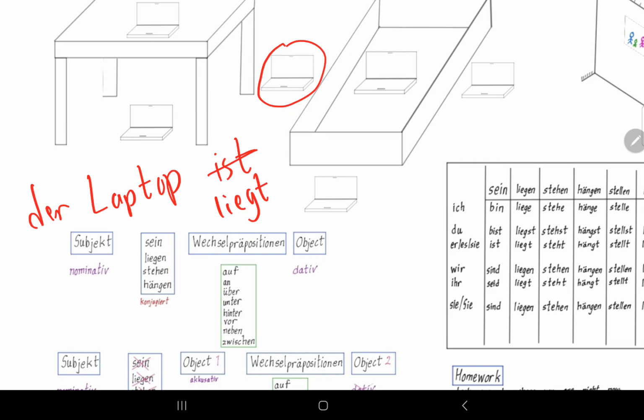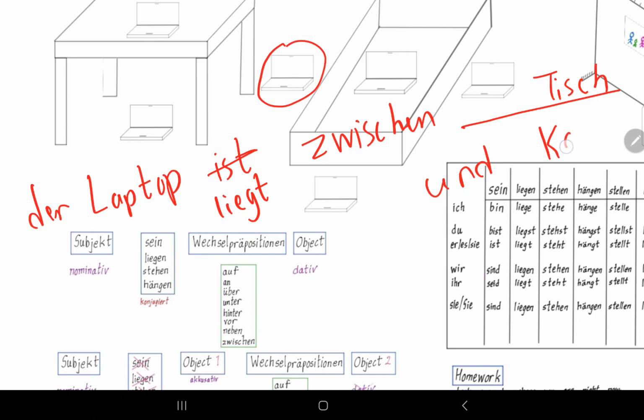Okay, because in German you have only one tense. In English we have simple and continuous, and here you just have one verb. So either you use sein or liegen. I will go with liegen. The laptop is lying between, so I will say zwischen. And now I will have two objects, right? So the Tisch, and I will say und Karton. Right now you can avoid using articles, but let's say if the teacher forces you to use articles, both will be in dative. So der Laptop liegt zwischen dem Tisch und dem Karton.